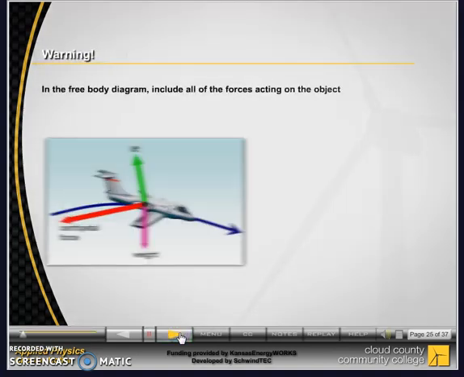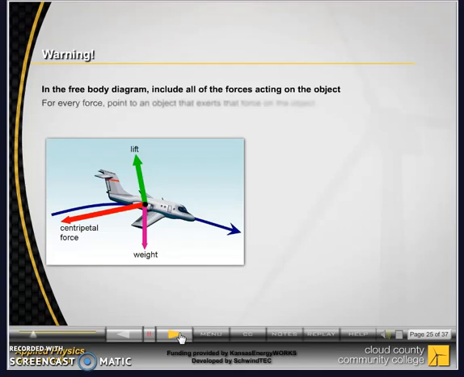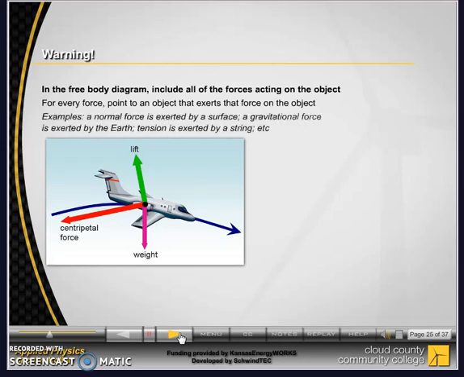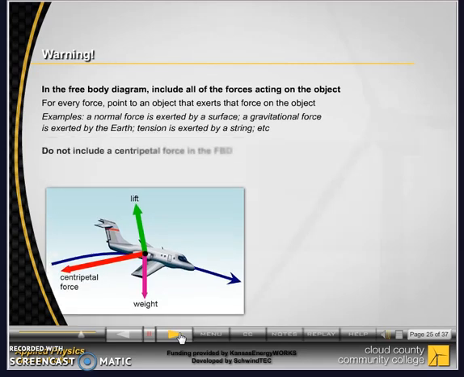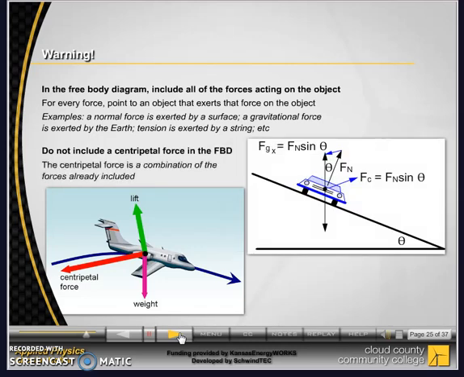Remember that in your free body diagram you include all of the forces acting on the object. For every force on your FBD, you can point to an object that exerts that force on the object. For example, a normal force is exerted by a surface, a gravitational force is exerted by the earth, tension is exerted by a string, etc. You might be tempted to include a centripetal force in the FBD. Don't do this. The centripetal force is a combination of the forces already included in your FBD.